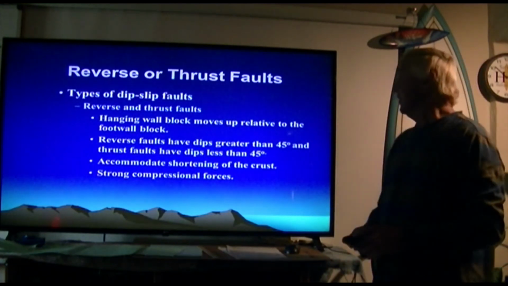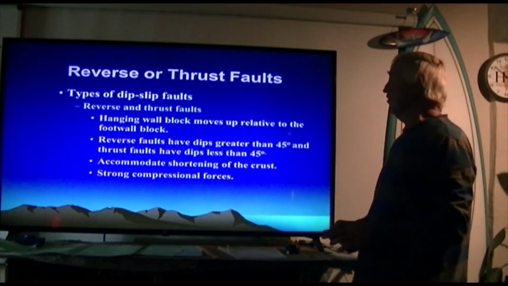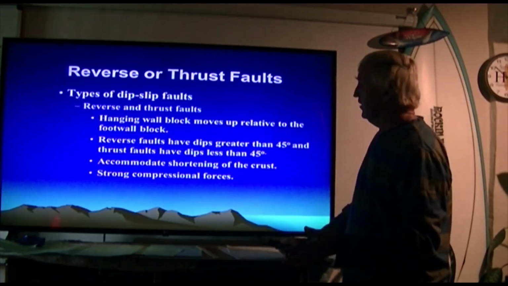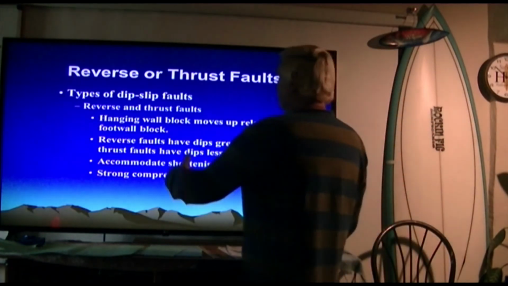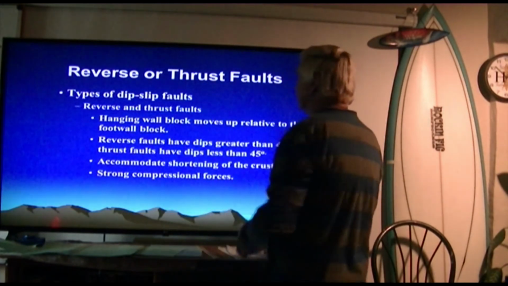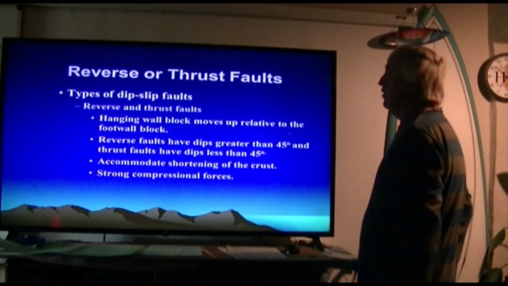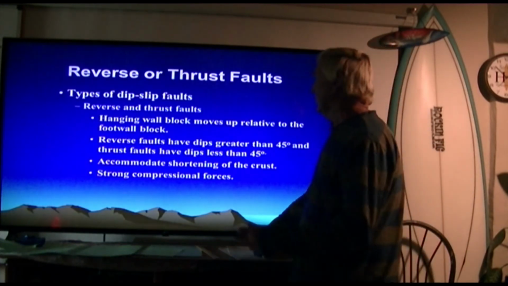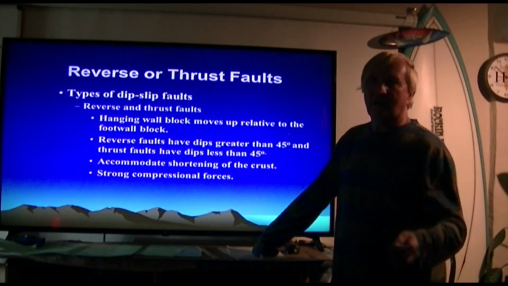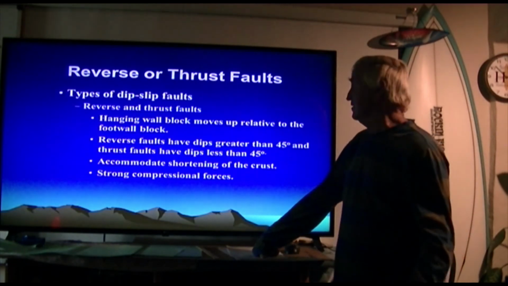And then there's the reverse faults. These are also known as thrust faults. The difference between a reverse fault and a thrust fault is the angle. So thrust faults are low angle, like 45-degree angles. And one of the things that you'll always find in a thrust fault is that older rocks are on top of younger rocks. Always. That is generally the case.